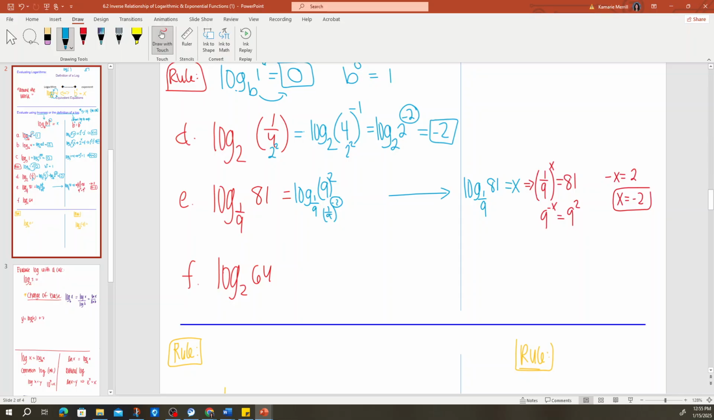And then just for kicks and giggles, one last one. How can I rewrite a 64? We're so used to 64 being an 8 squared, but an 8 is not a 2. But it's a 2 to the 6th. So even though I know 64 is an 8 squared, I know it's a 4 cubed, I also know it's a 2 to the 6th. So you gotta be intentional with what this base is. Does that sound good to everybody?